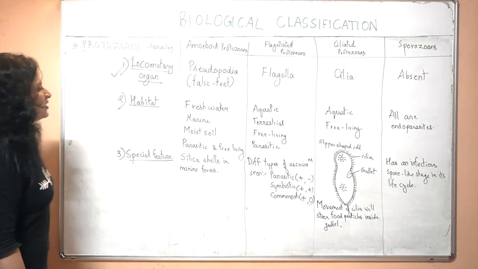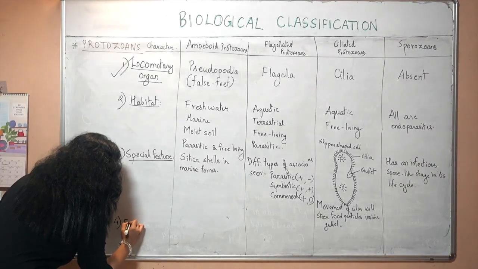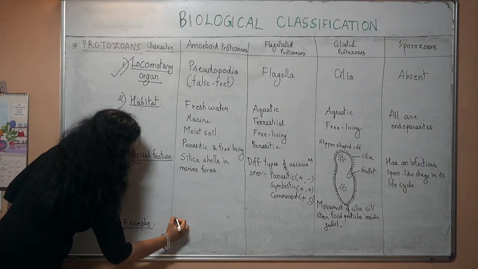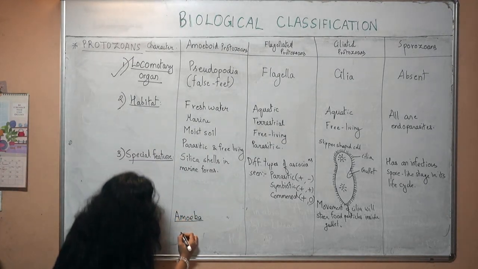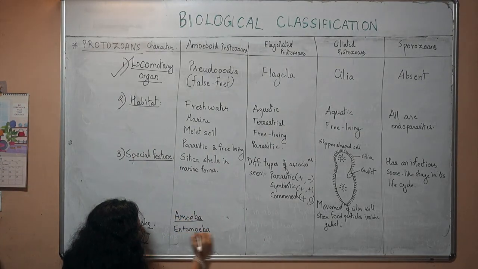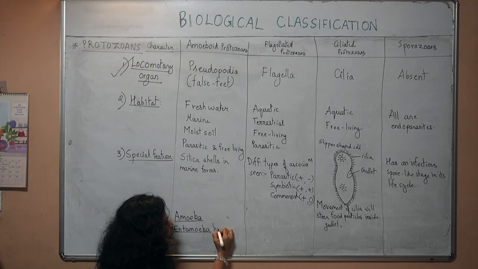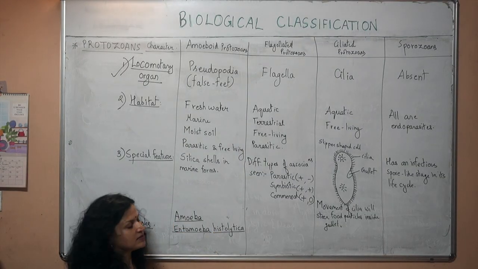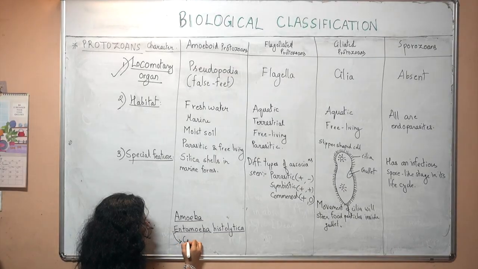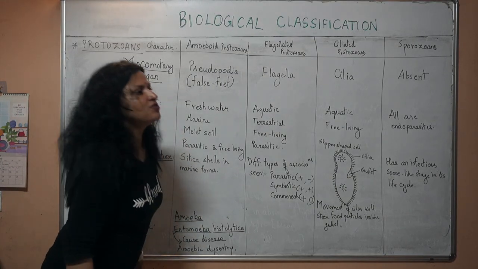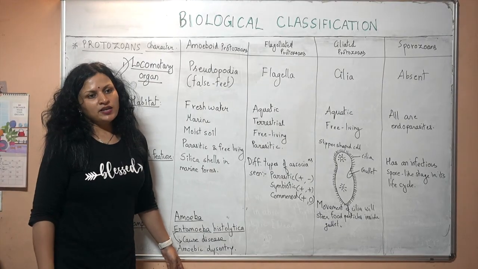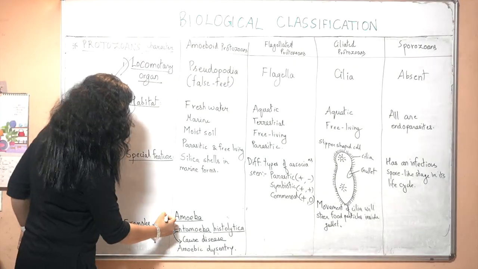Finally, we write down the examples. For amoeboid protozoans, the best example is amoeba. And then there is another one, entamoeba. Entamoeba, its cousin. Entamoeba histolytica, an evil cousin which is known to cause disease. Amoebic dysentery. It is known to cause amoebic dysentery caused through contaminated water. So these are two examples.